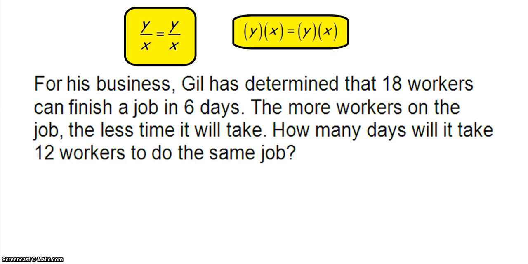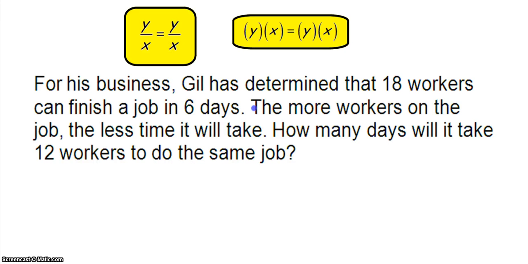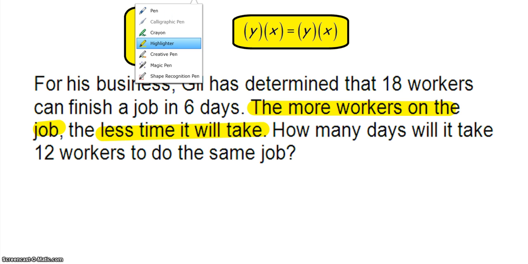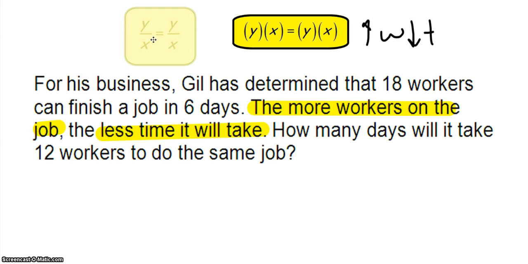Okay, so first you need to figure out if it's inverse or direct. The sentence that's going to tell you this is, let me get a highlighter so you can see this, the more workers on the job, the less time it will take. So in other words, I have workers and time. If I increase workers, it's going to decrease time. So this is going to be an inverse variation. So that means we're going to use y1x1 equals y2x2.